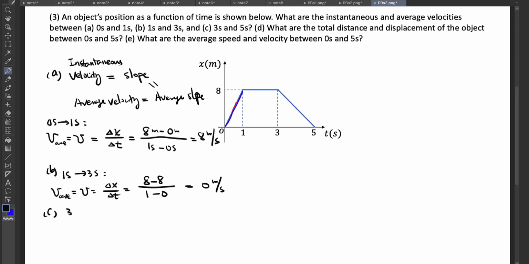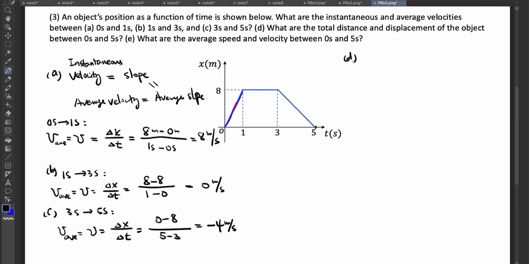C, between 3 seconds and 5 seconds. Again, they are equal, and delta x is given by the final point, which is 0 for x, and then 8 meters for x at the beginning. So it's 0 minus 8 divided by 5 minus 3. So we get negative 4 meters per second.